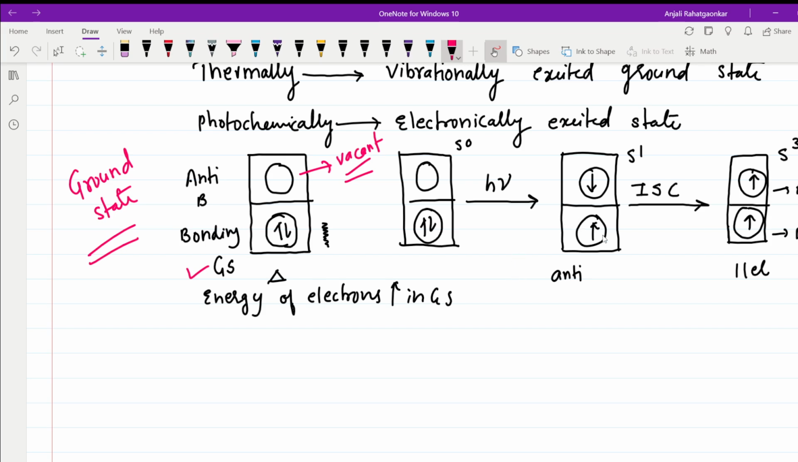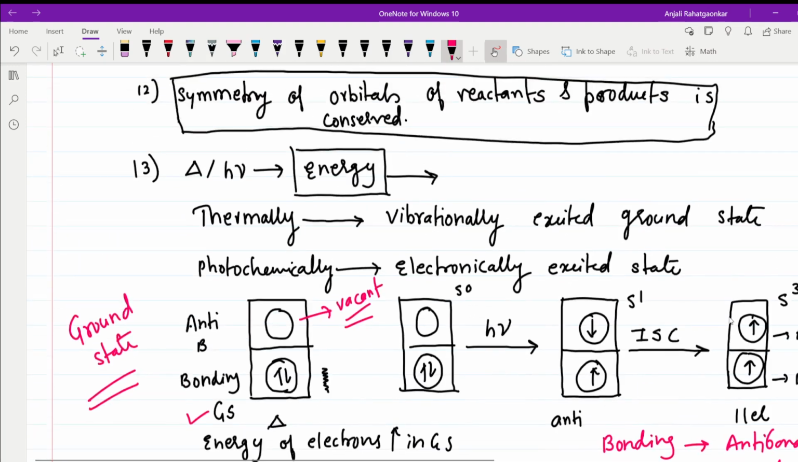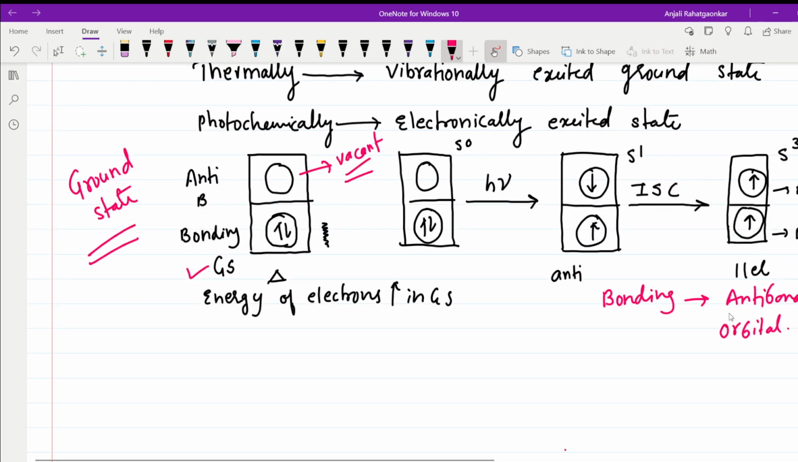But in the photochemical reaction, one of the electrons gets excited to the higher energy level, that is, to the anti-bonding orbital, and here you can see that with hν the electron goes from bonding orbitals to anti-bonding orbitals. So this is the major difference between the thermal and photochemical reaction that I have explained categorically over here.